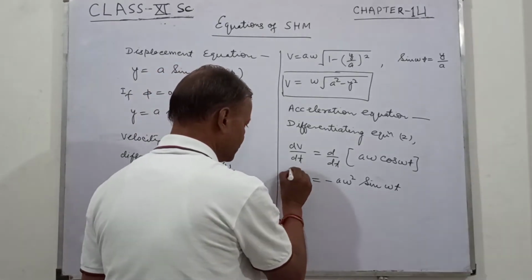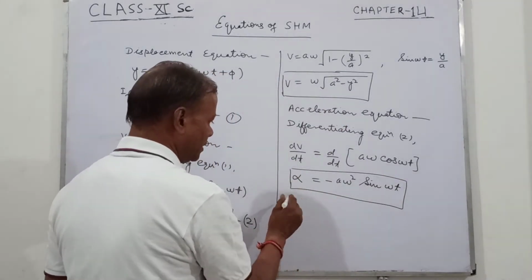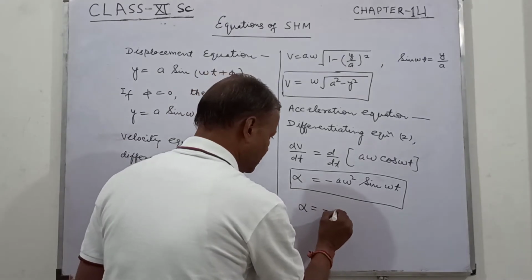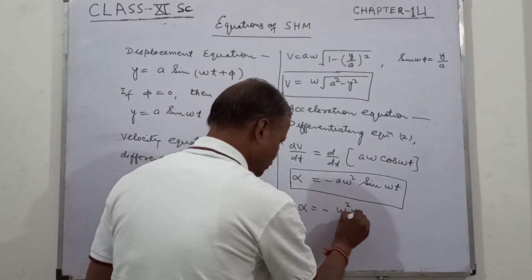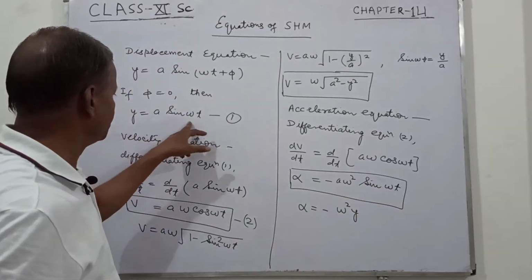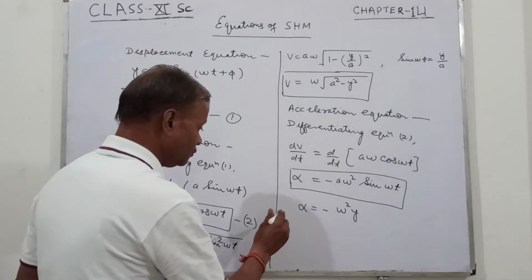So this is the equation in terms of time, and this can also be written as minus omega square y, since a sin omega t is y. So this is one more form.